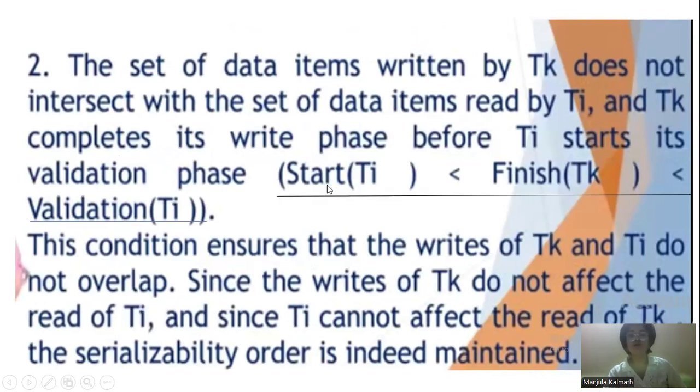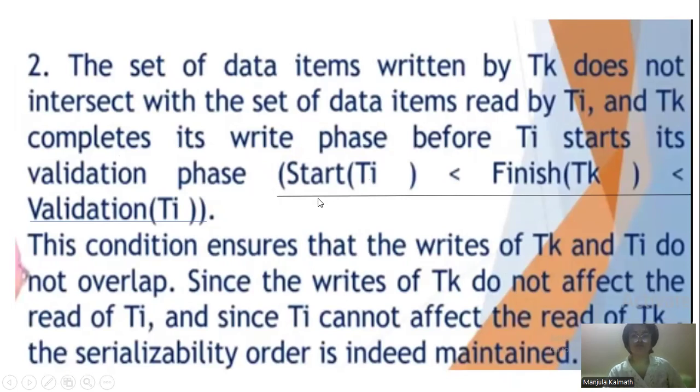One more condition: already one transaction, Tk, is executing and still not finished. At the same time, the transaction Ti is started. That is, before completion of one transaction, a new transaction is started. This is allowed, but only when, at least before starting the validation phase of the next transaction, the previous transaction is completed.